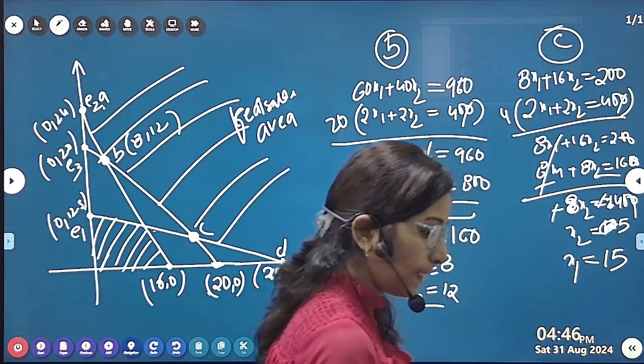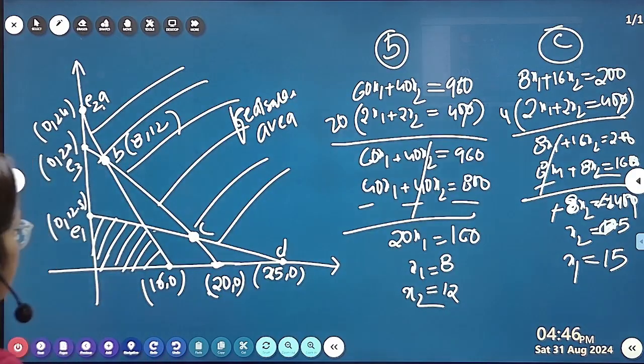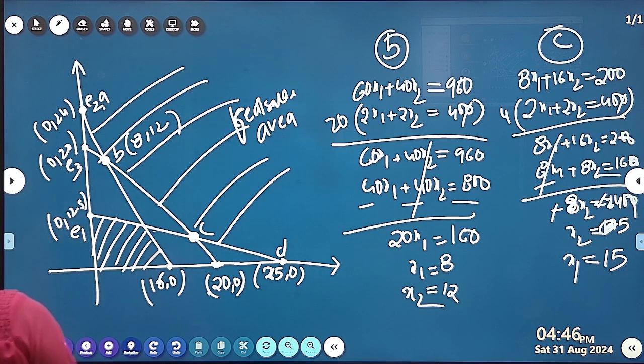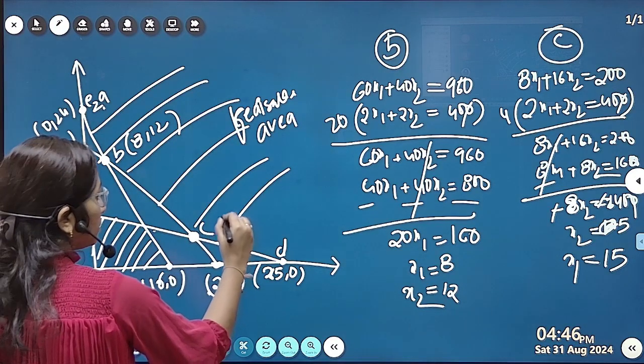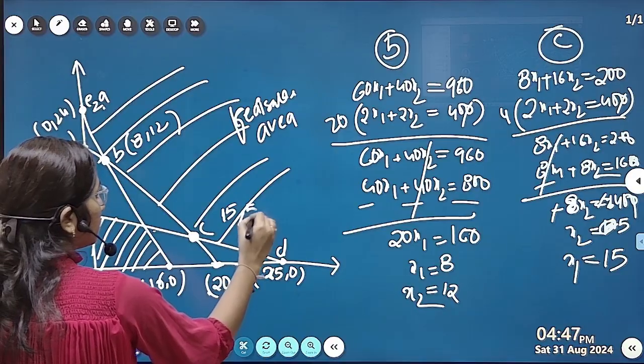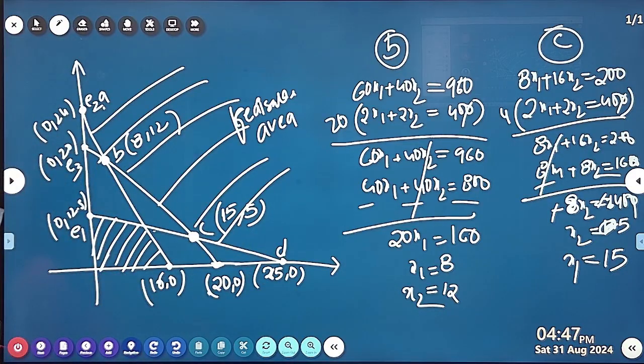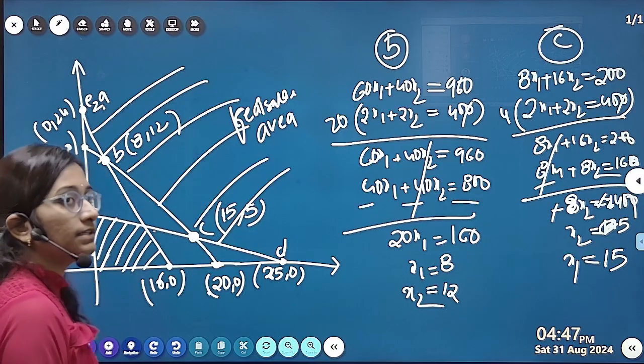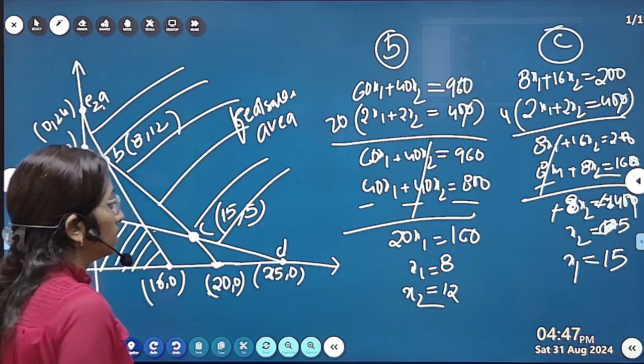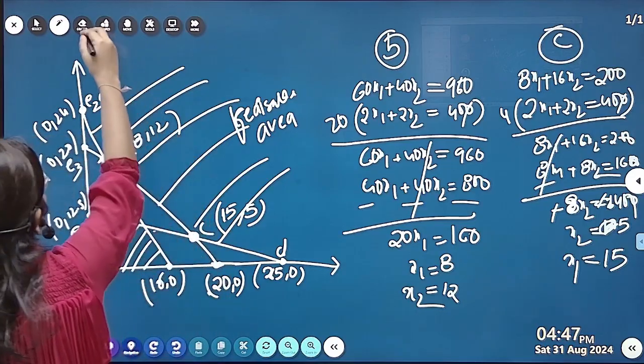Okay. Fine, done so far. So this is the point. C values are 15 comma 5. Okay, clear? Can I erase till here? I'm erasing this graph.